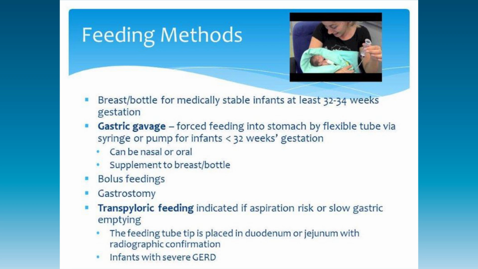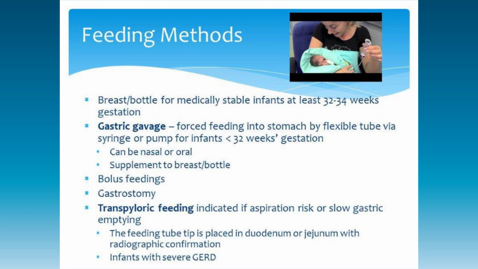If they're less than that 32 weeks gestation, though, there's other methods that we might need to use, such as the gastric gavage. So this is where you take a flexible, soft feeding tube, and you enter it through the nose or the mouth. It's going to go down into the stomach, and it's kind of like a forced feeding. So you're giving them a volume of formula or breast milk through that tube, through a syringe or a feeding pump.